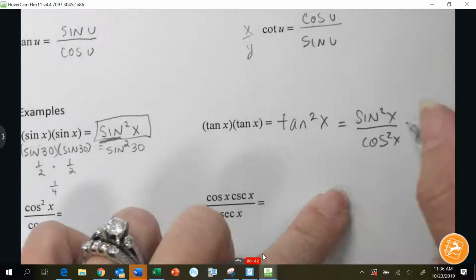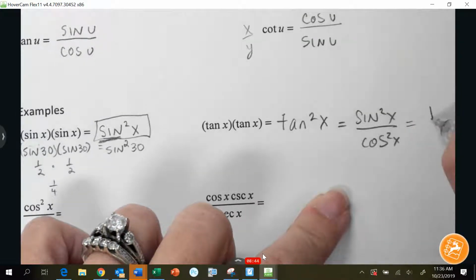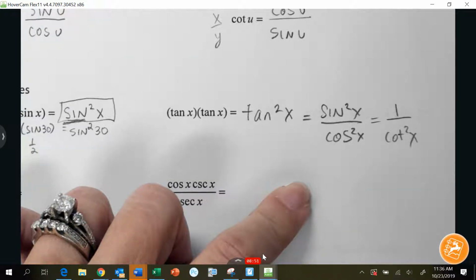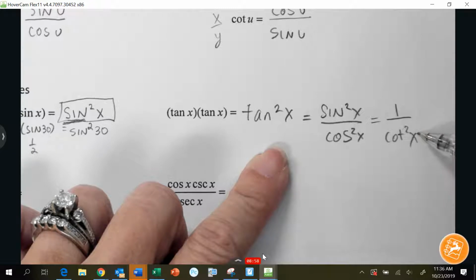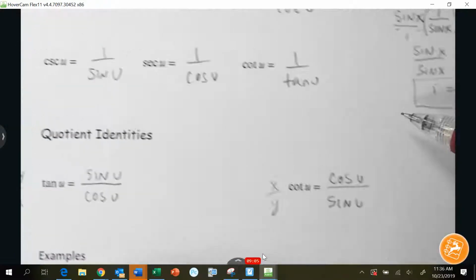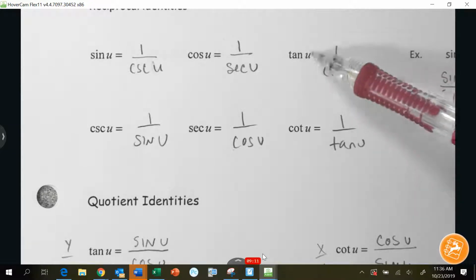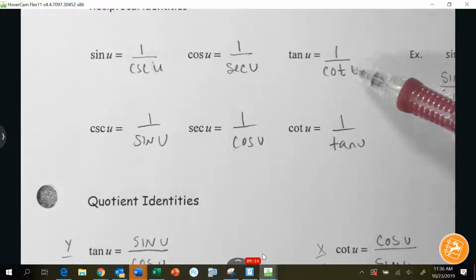It's equal to something else, too. It's equal to 1 over cotangent squared x, isn't it? Why? Where am I getting that from? Matthew, where am I getting this from? Right here. Tangent u equals 1 over cotangent u, and if I square both sides of the equation, right? Okay.